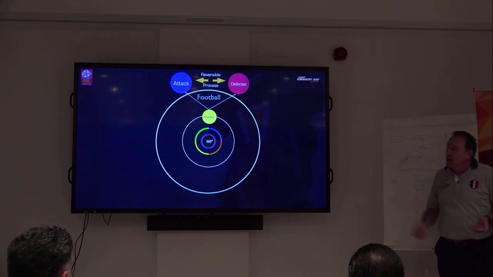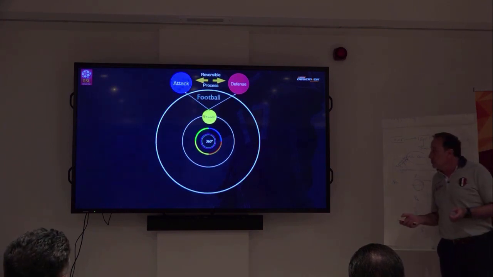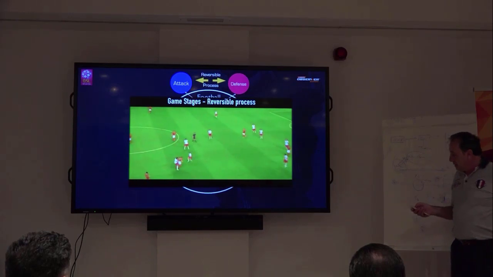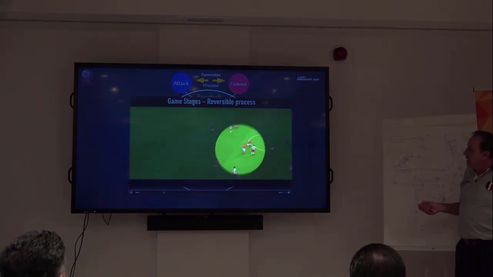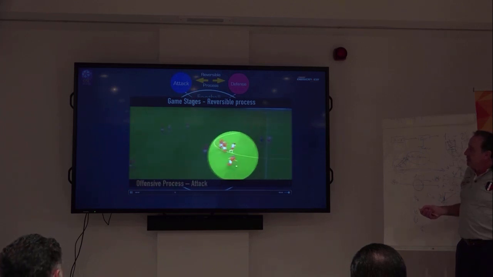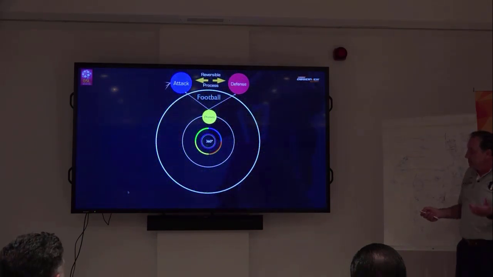This is a process that can go back and forth. So when you look at the game, you will see that the team has the ball, and after they lose the ball, and after the team regains the ball, and so on, each time.